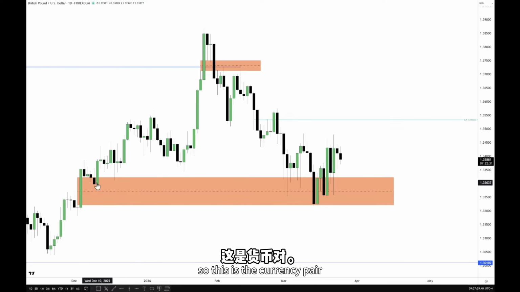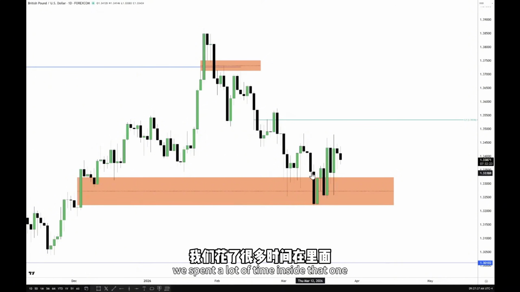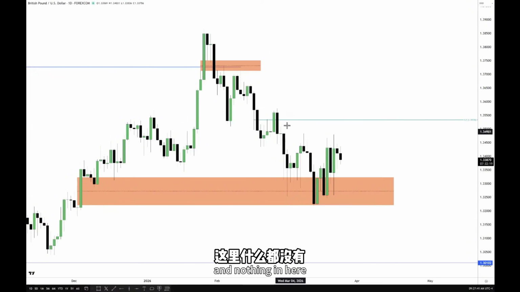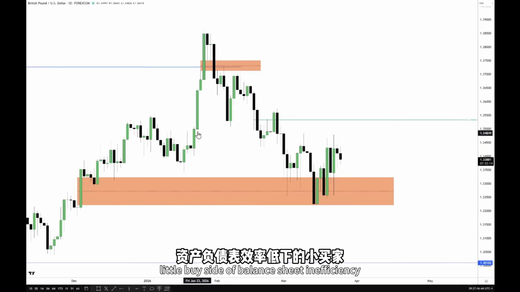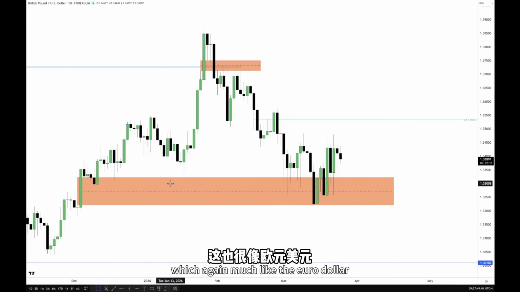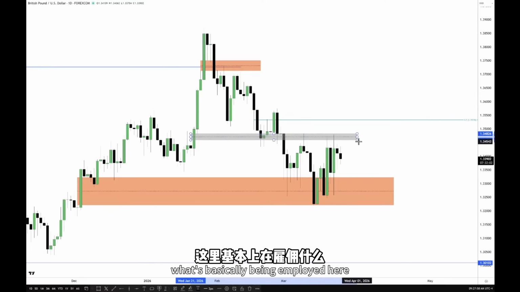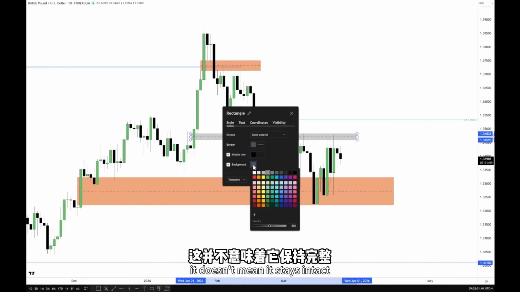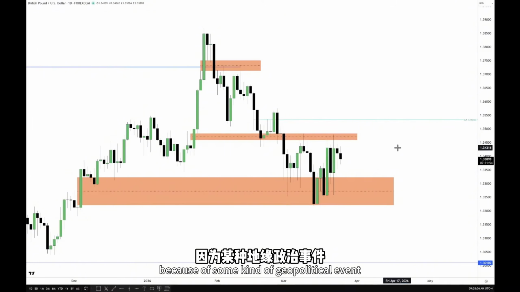So this is the currency pair that's a little bit of a struggle, okay, to get below this buy side imbalance, sell side inefficiency. We spent a lot of time inside that one. And nothing in here is terribly exciting except for the fact that we have this small little buy side imbalance, sell side inefficiency, which, again, much like the euro dollar, my interpretation at present utilizing it is that of an inversion fair value gap. And you can see that that's what's basically being employed here. Doesn't mean it stays intact, doesn't mean it can't be violated and traded to the upside because of some kind of geopolitical event.